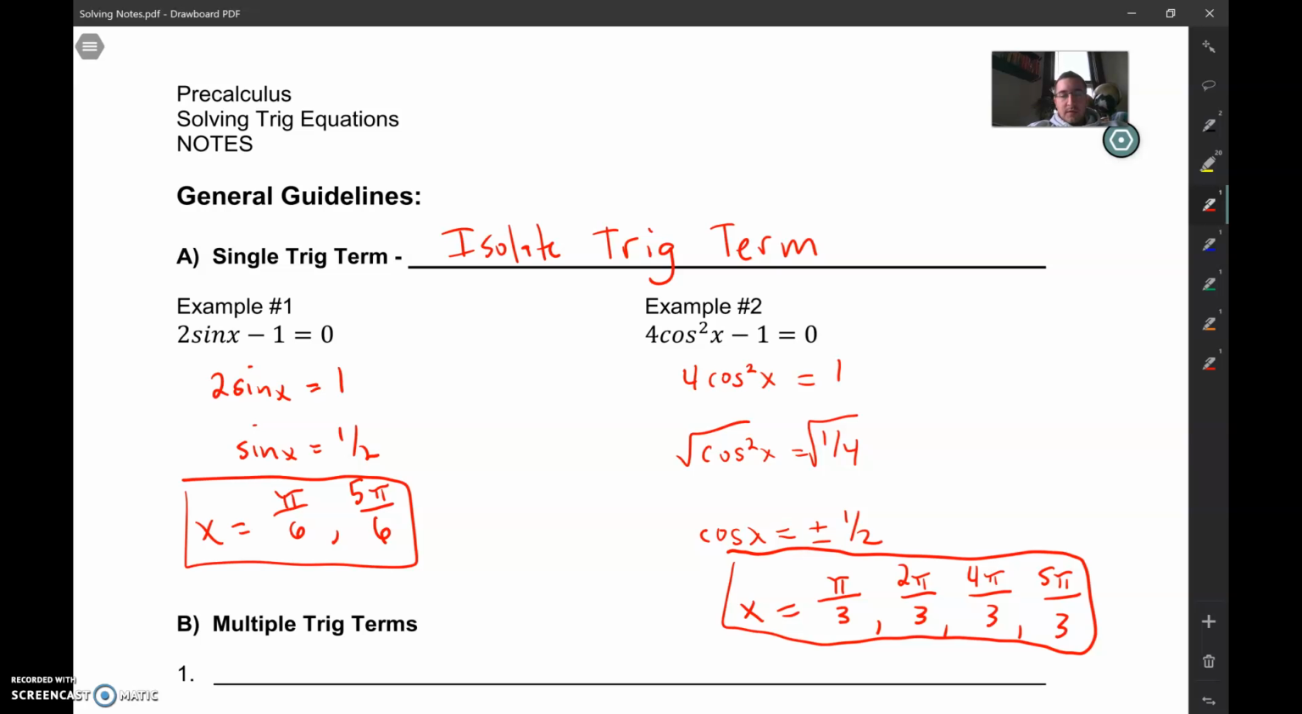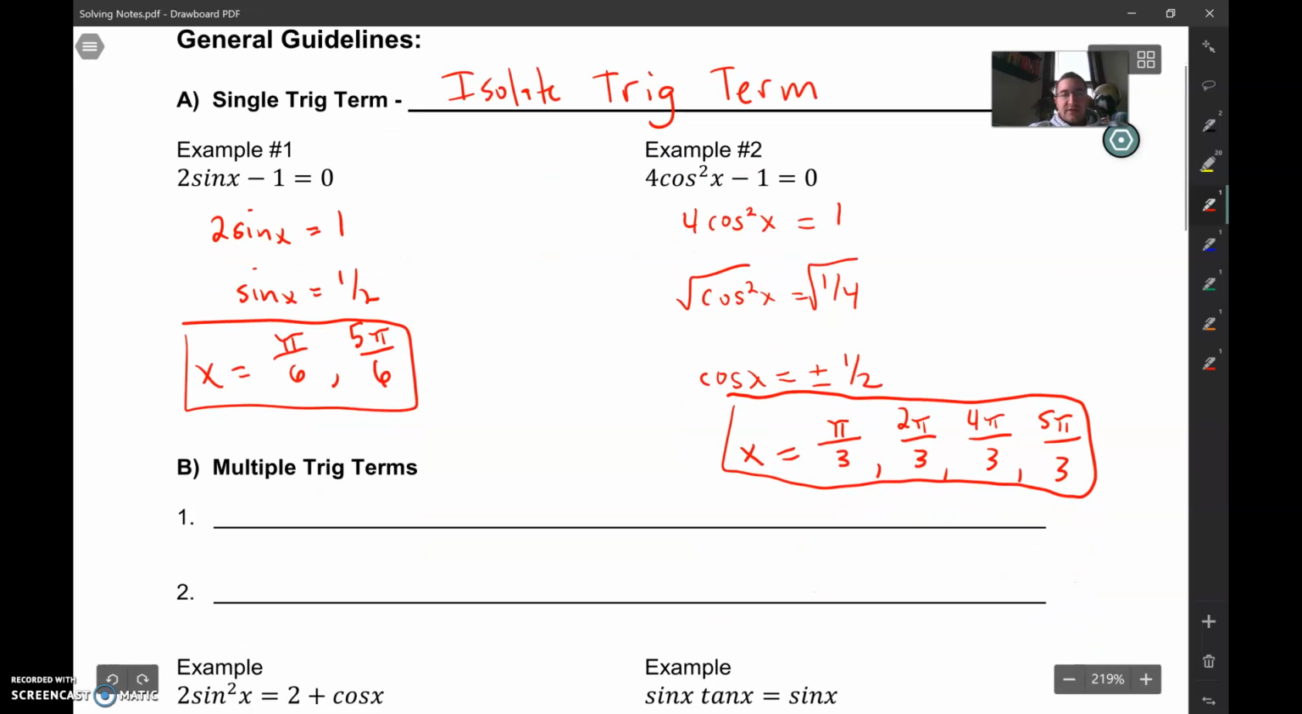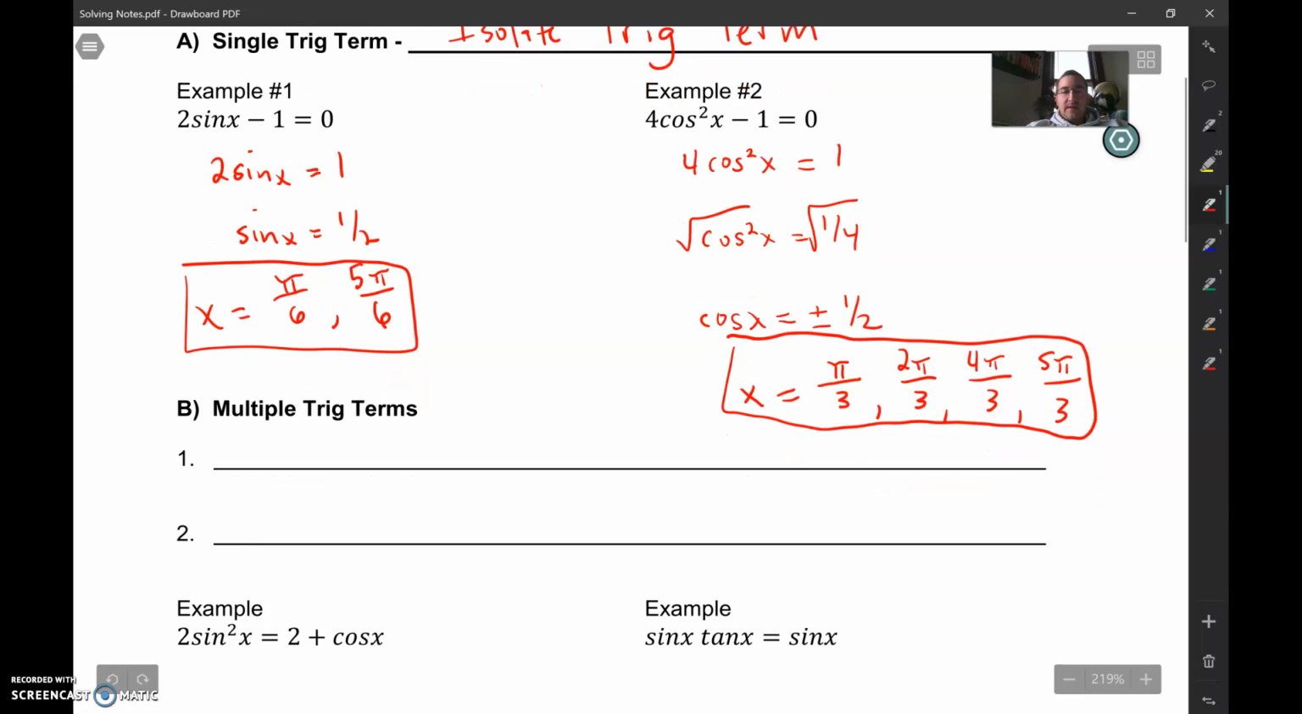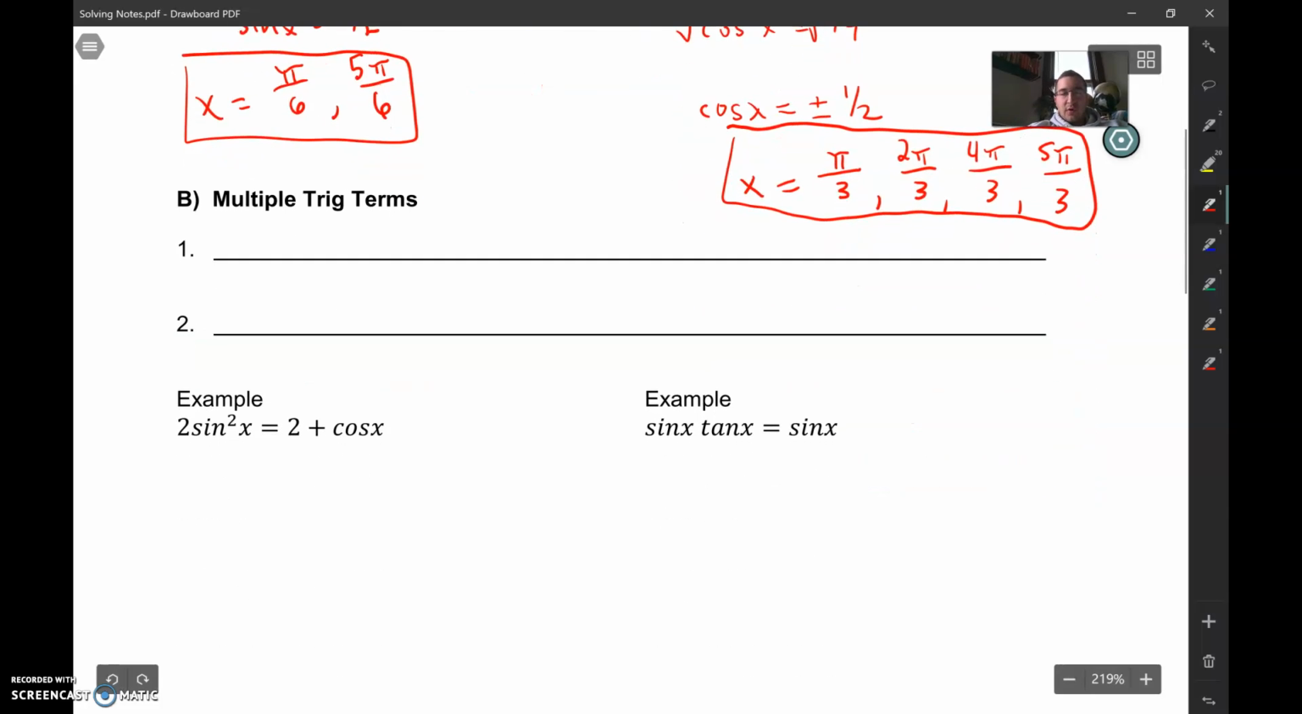Okay, so that is the first section when there's just a single trig term. The second section is a little more involved, but compared to the proofs that you guys did last week, the algebra is going to be right up your alley. You're prepared for this. If there's multiple trig terms, we need to look to factor. That's going to be the best way that we can manipulate the equation to where we can solve for x. So we're going to factor, and sometimes when you do that, you have to set things equal to 0.